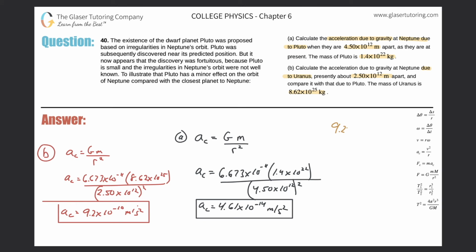So we'll do 9.2 times 10 to the minus 10, all divided by 4.61 times 10 to the minus 14. And let's just find the quick ratio here. And it comes out to be 20,000. So I said it'd be a little more than 10,000, right? So it's about 20,000 to 1, all right? So Uranus's centripetal acceleration is 20,000 times greater than the centripetal acceleration due to Pluto.